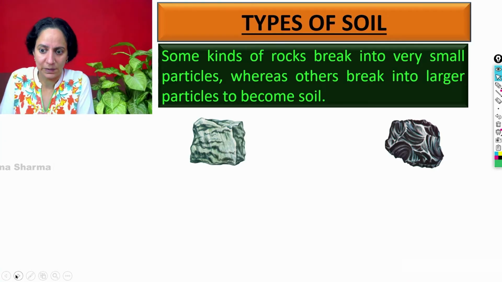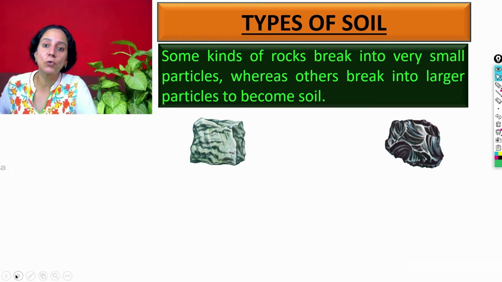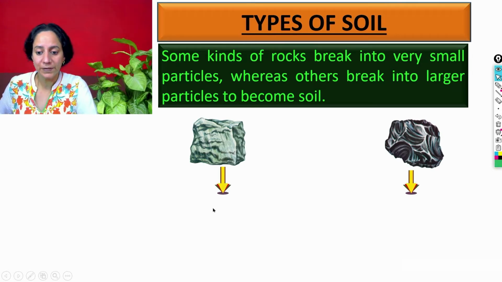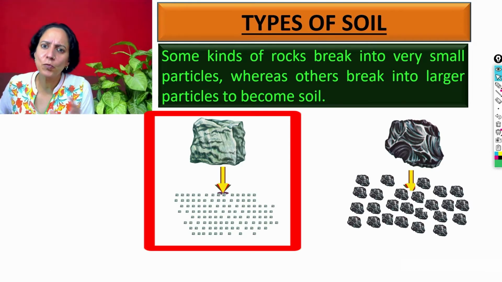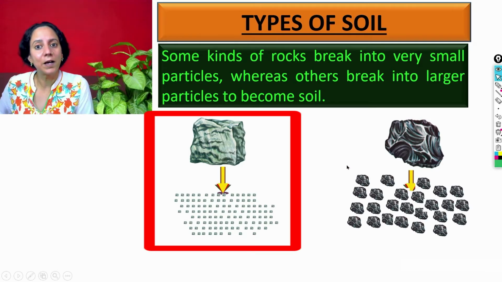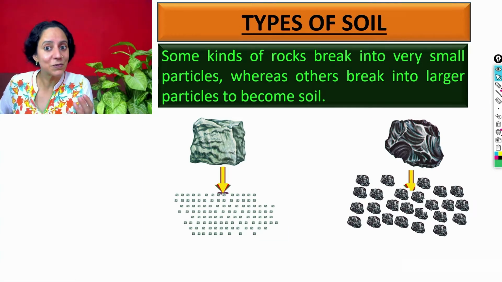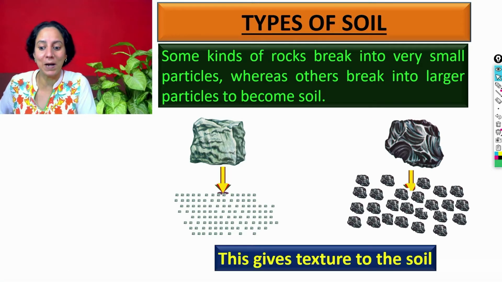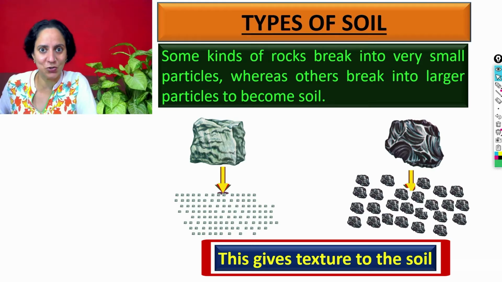Now when there is formation of soil, there is breaking of huge rocks into smaller particles. Some types of rocks break into very fine particles, whereas others break into larger particles to become soil. This variation in the size of the particles gives texture to the soil. So now you know that classification of soil is broadly done on the basis of the color of soil and texture.